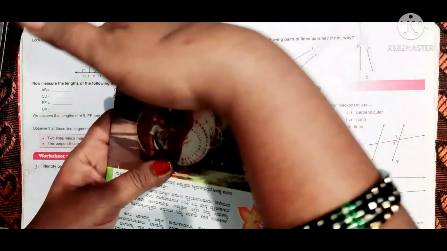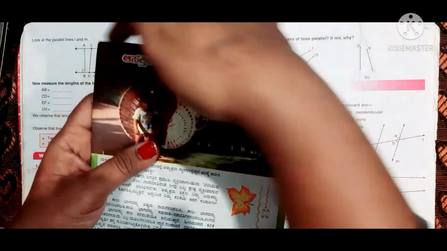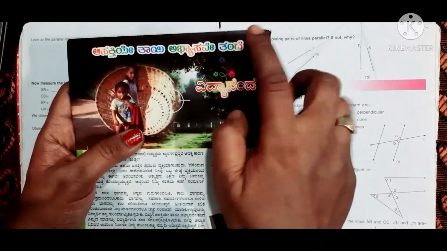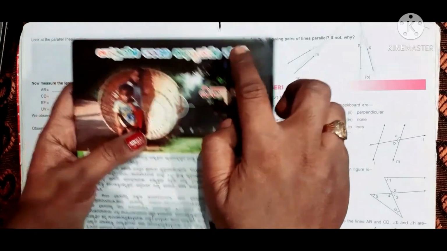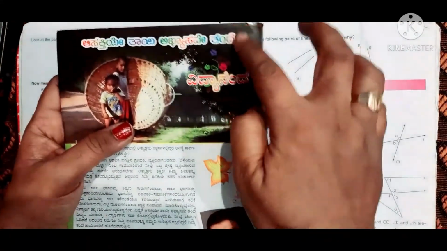Then examples for perpendicular lines, children: adjacent edges of a book. Here this side is adjacent to this side, so these two lines are meeting at a point here and they make an angle of 90 degrees. So the adjacent edges of a book are considered as perpendicular lines.